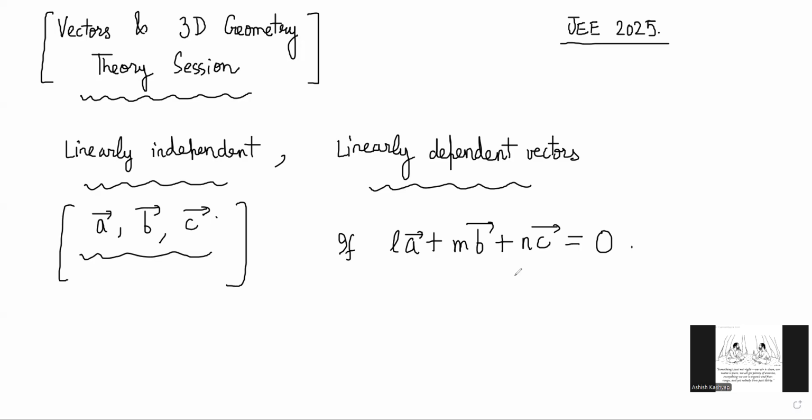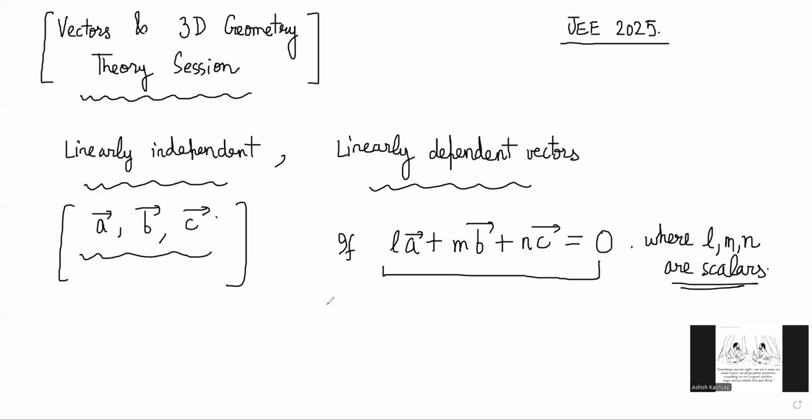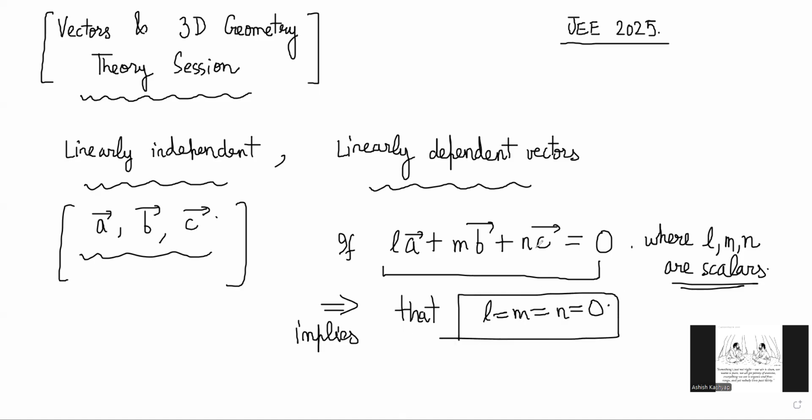So if this is equal to 0, where L, M, N are scalars, and if you can say that this equal to 0 implies, this symbol means implies, that L is equal to M is equal to N is equal to 0, then you will call A, B, C independent vectors. So what is the meaning of this? The meaning is that if a combination of A, B, and C adds up to the 0 vector, then all the scalars must be 0. That is the only way you can combine A, B, C to get a 0 vector.